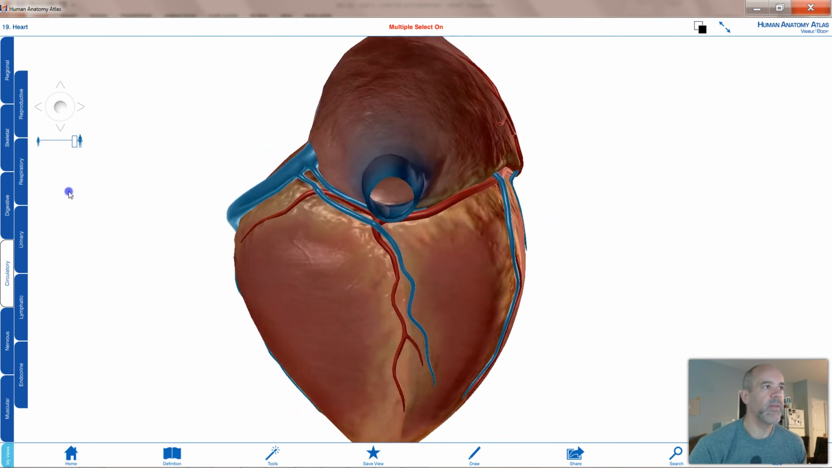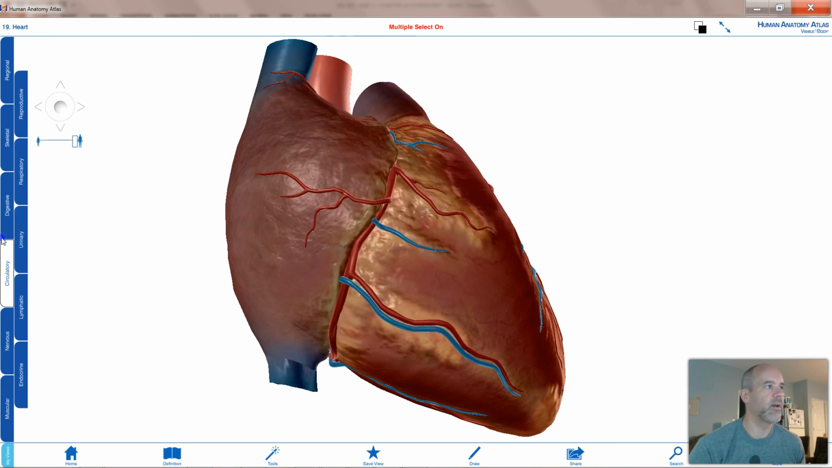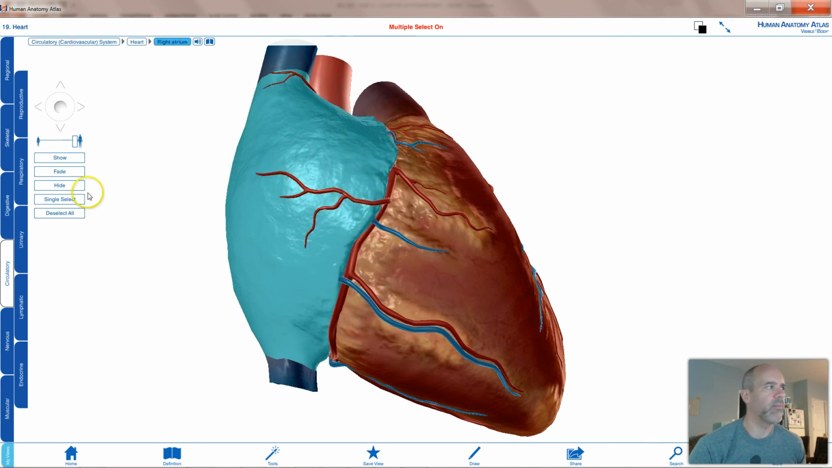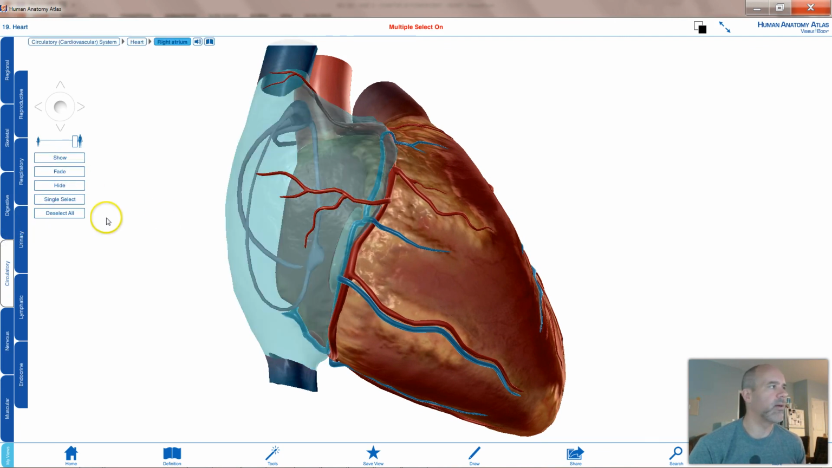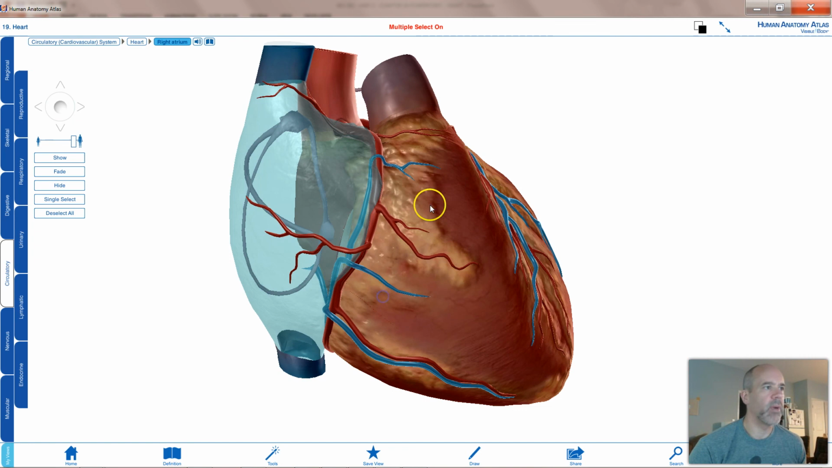All right, but that's not all. We've still got some other deoxygenated blood we've got to get rid of. Let me fade the right atrium temporarily. Because over here, this is all right ventricle that we see leading up to the pulmonary trunk. And you do have smaller veins that lead to this larger blue vein that you see there.